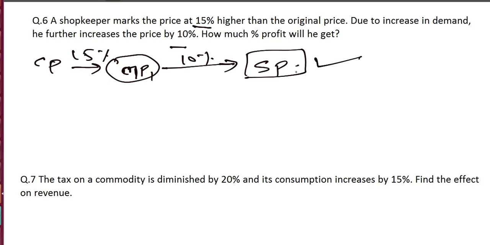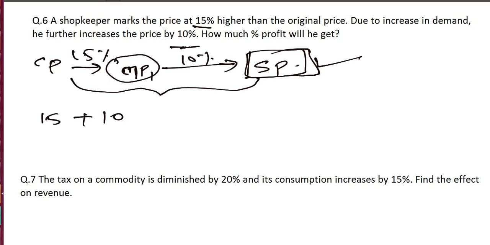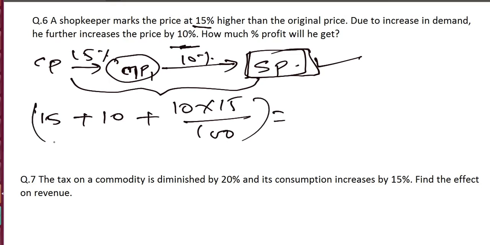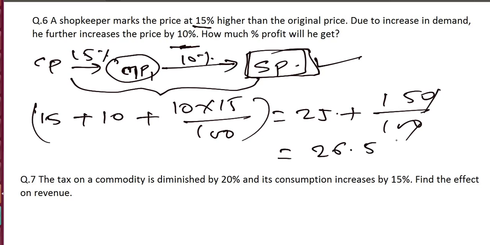So what is this price? Let's find this out. What is the overall change in the price? So 15 initially, plus 10. 10 is also an increase, it's not a decrease, right? That's why 10 plus 10 into 15 divided by 100, which is equal to 25 plus 150 divided by 100, which is equal to, this is 1.5, so this will be 26.5%.